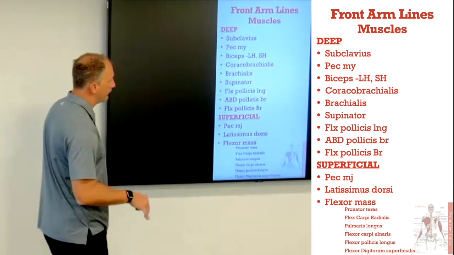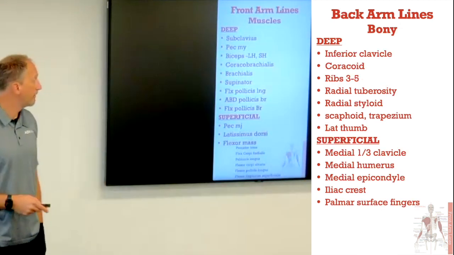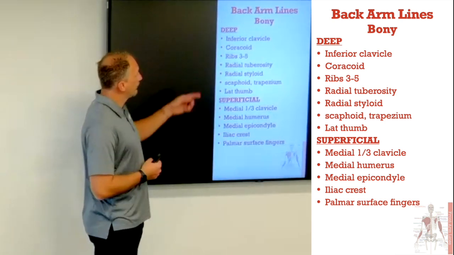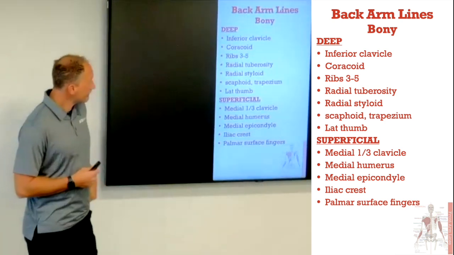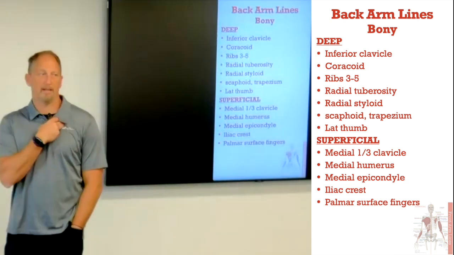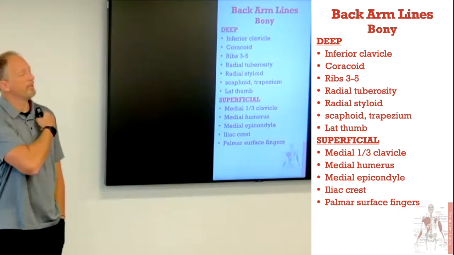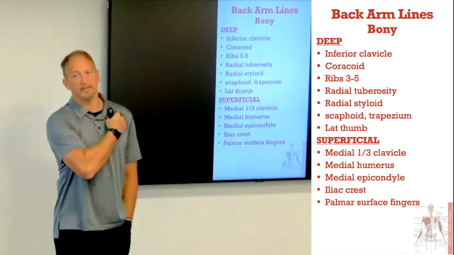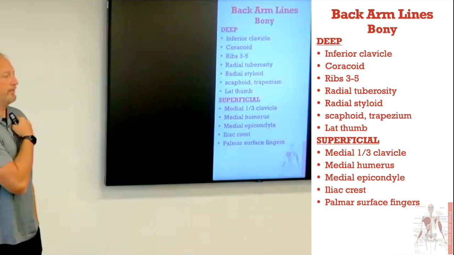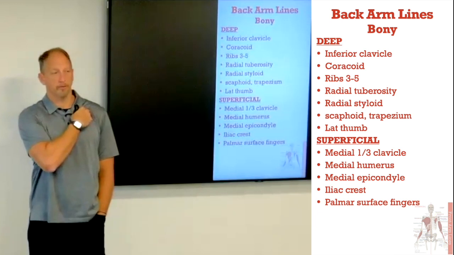Superficial: pec major, lats, and then all of our flexors off of the medial epicondyle. Clavicles involved in both. The coracoid process. We're going to come back to this one. I don't know why I'm poking on my chest for the coracoid process. The coracoid process is one of those areas that we don't assign enough value to.